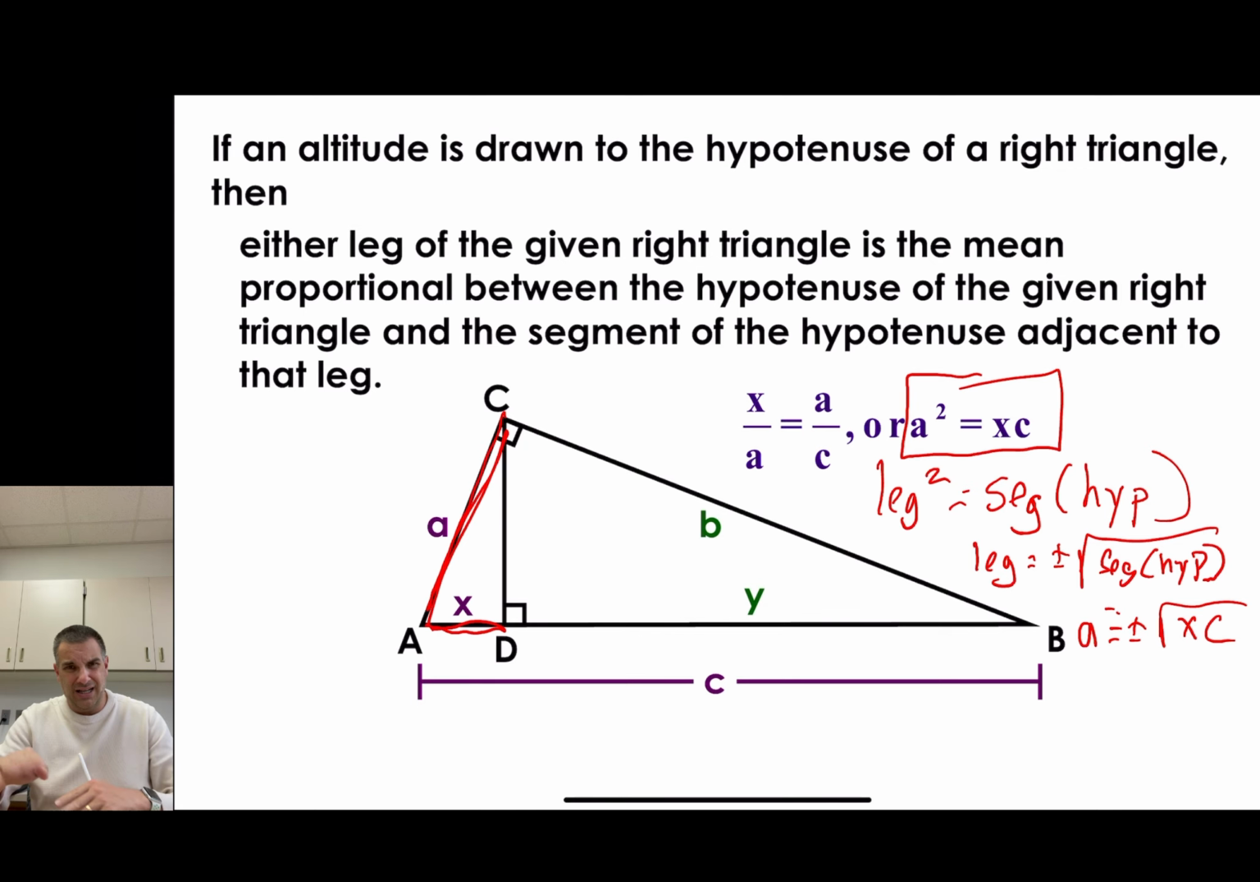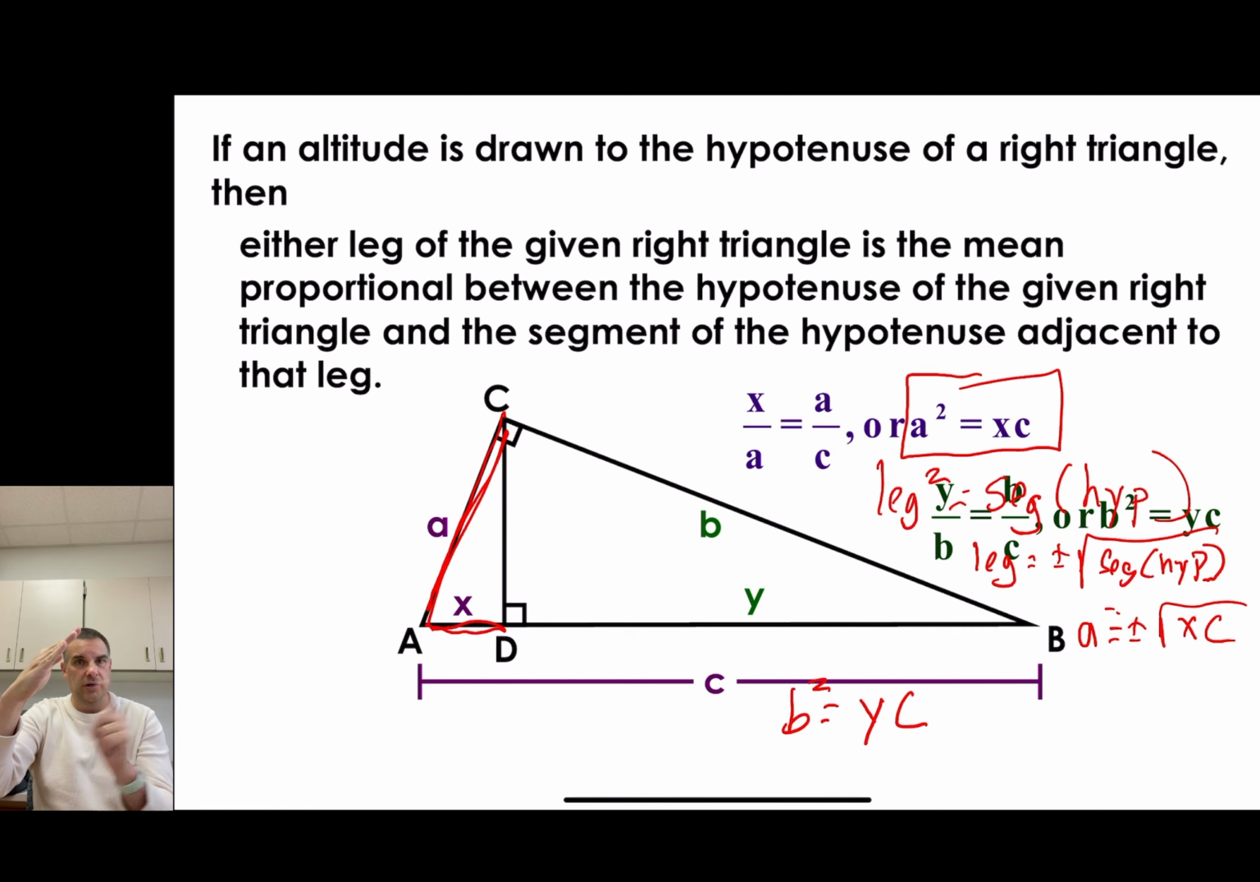Okay, my part's going to roll over. But what we're going to see here is that now b squared, which is this other leg, is going to be y times c. So the other leg squared is equal to this part times the whole. And it's always about the part that associates with that leg. Leg squared is equal to part times whole.